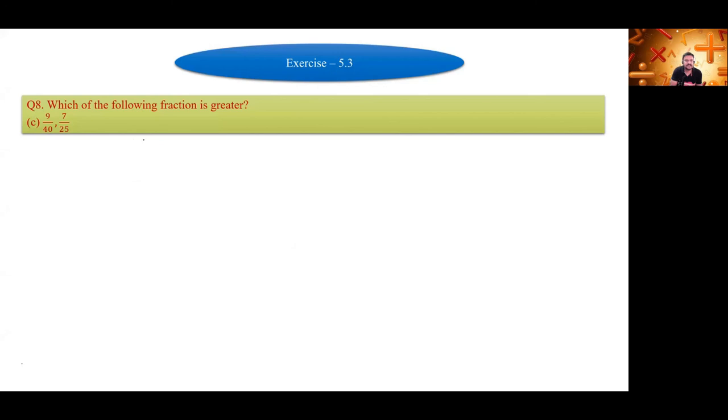Last 2 minutes are remaining. Now, what they have said, which fraction is greater? First, these are unlike fractions. So we will convert them into like fractions. 9 by 40 and 7 by 25. Okay. So LCM nikalna padega. So LCM hum log kaise nikalte? 40 aur 25 mein bada kaun sa hai?